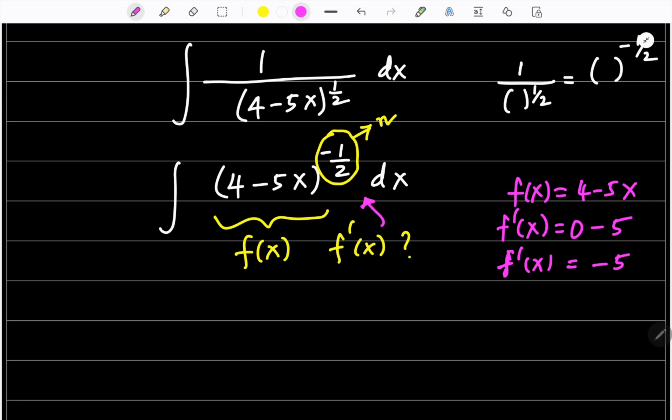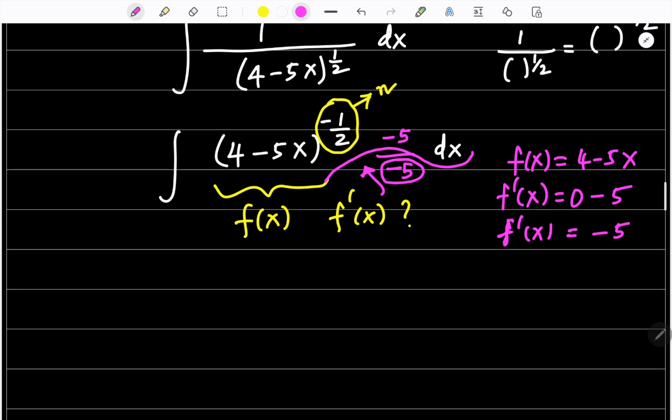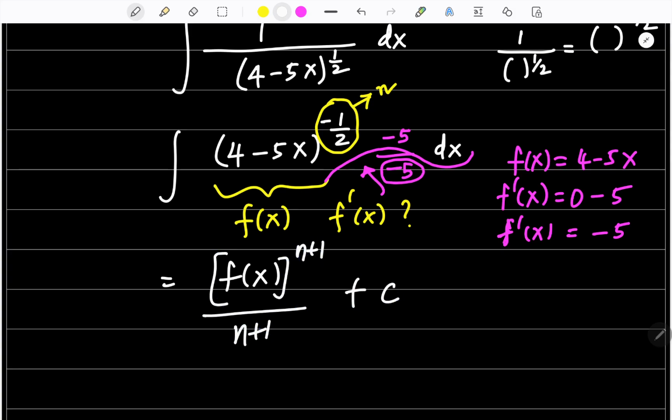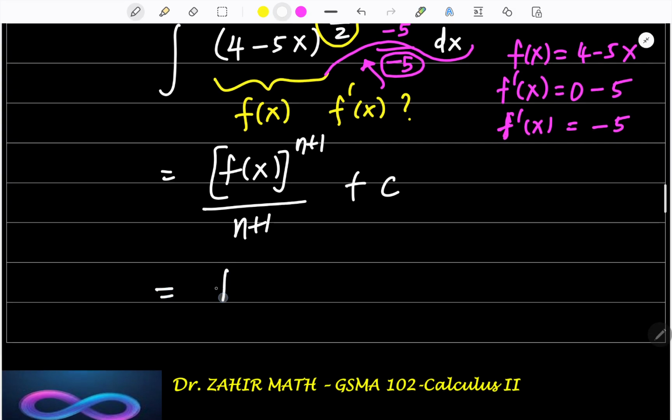No, no, no. What did I say? I said to you, if the number is not available, you are going to adjust with minus 5 and minus 5, okay, right? Yes. So this will go inside the formula and this will come out. So this is equal to f of x to the power of n plus 1 over n plus 1 plus integrating constant c. This equals f of x to the power of n plus 1.